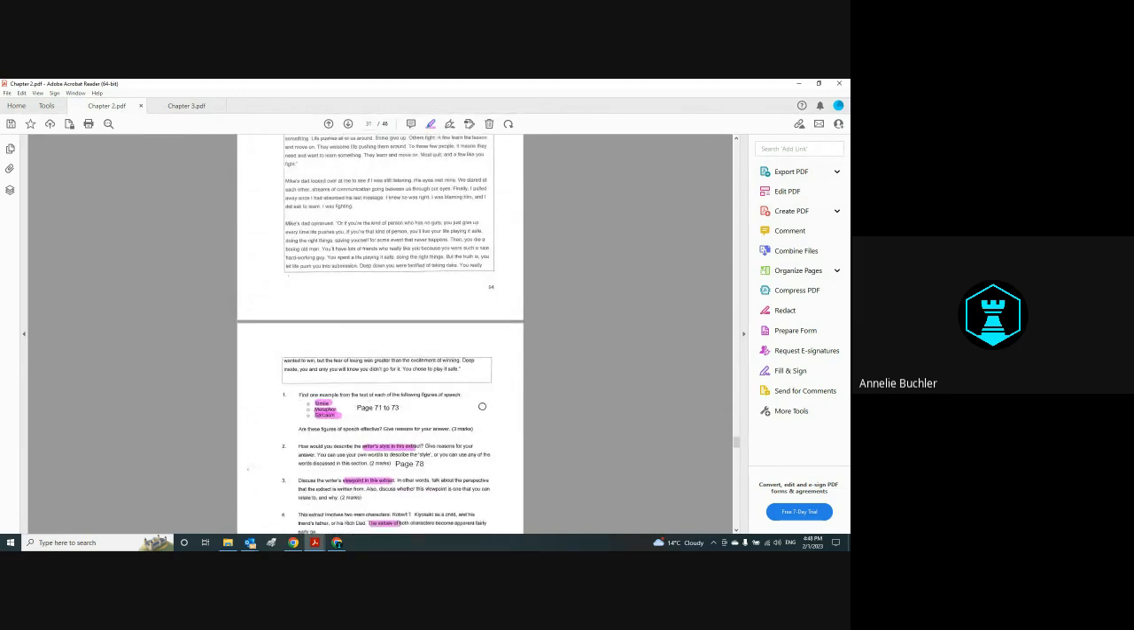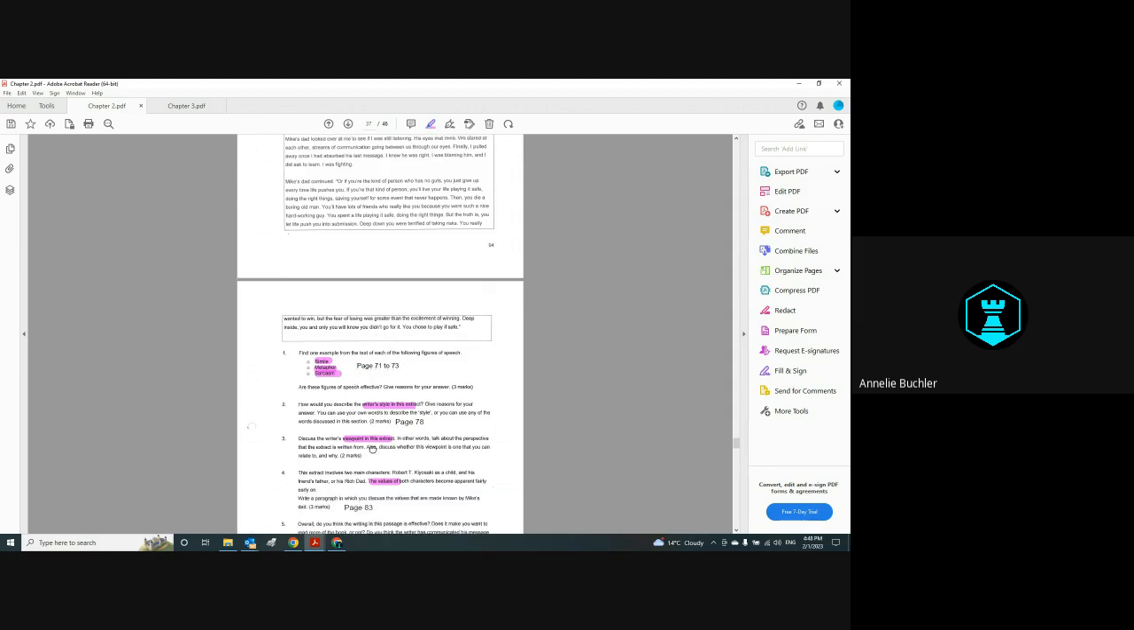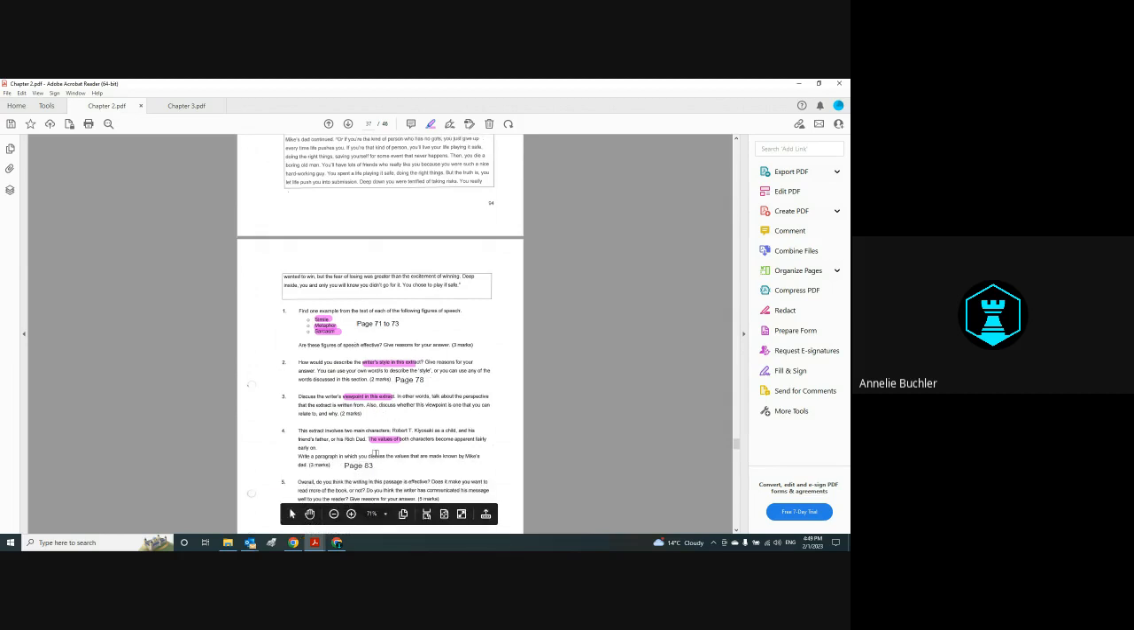And here I wrote for you a questionnaire. Find one example from the text of each of the following figures of speech: metaphor, sarcasm, simile. It's page 71 to page 73. Question 2. How will you describe the writer's style in this extract? Okay, and there you will get the information on page 78. Discuss the writer's viewpoint of this extract. It's on page 94.